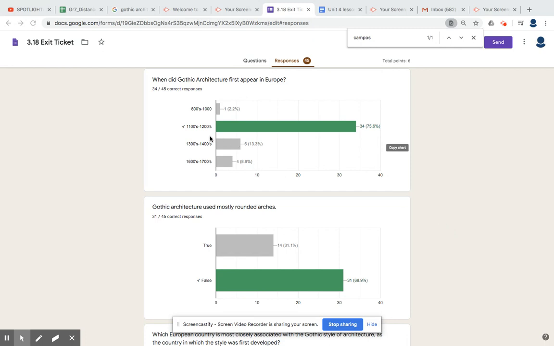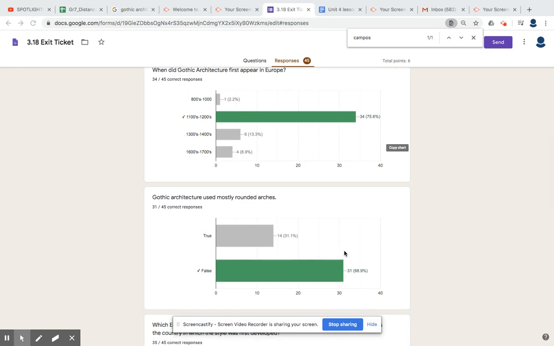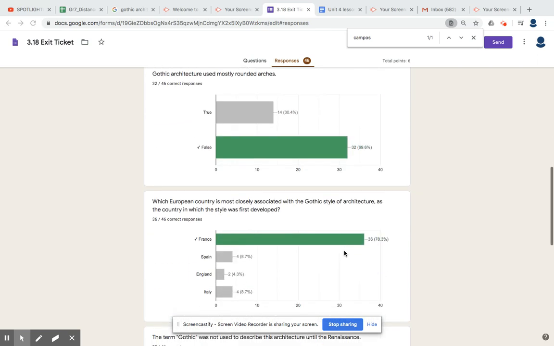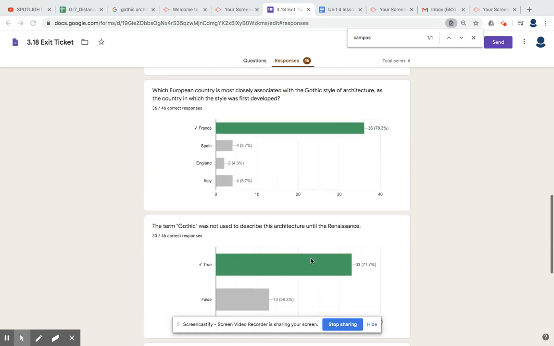75% of you got this question right, that Gothic architecture started in the 1100s. Gothic architecture uses mostly rounded arches. That's false. It is pointed arches. They are somewhat round, but there is a point at the very top. Gothic architecture started in France.